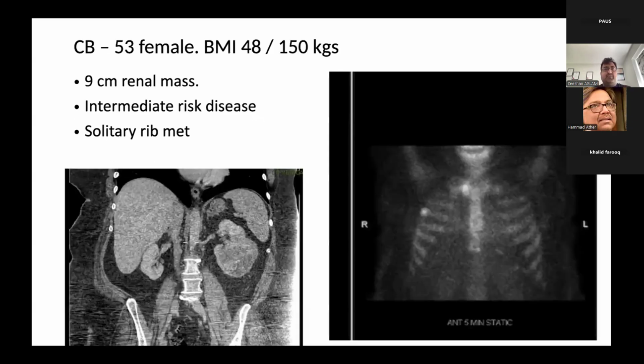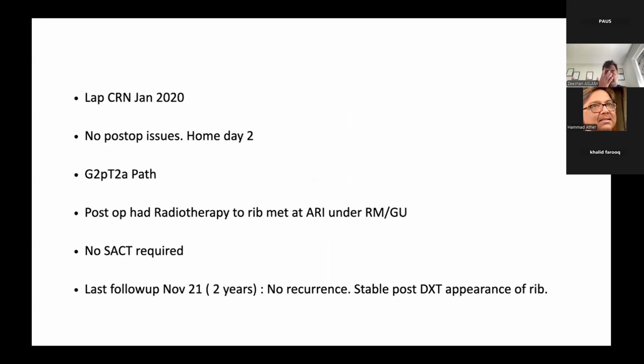This is another lady who was 53, a high BMI lady, with a 9 centimeter mass, and this solitary rib metastasis you could see. Intermediate risk disease. And the historical era has suggested rib metastasis, bone metastasis, we don't recommend that, but she went on to have cytoreductive surgery and no post-op issue. Now, surprisingly, it was a G2 disease only. Post-operatively she had radiotherapy to the rib metastasis and no SACT was required. And at the last follow-up that I had, because I had changed hospital, she had no recurrence. She was stable, with post-radiotherapy appearance of the rib.